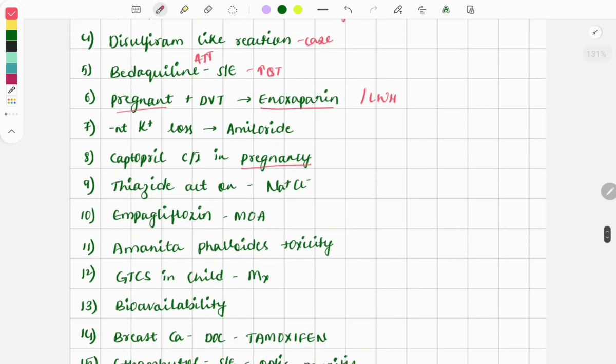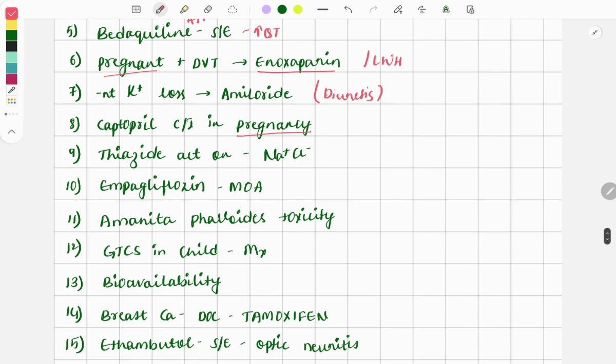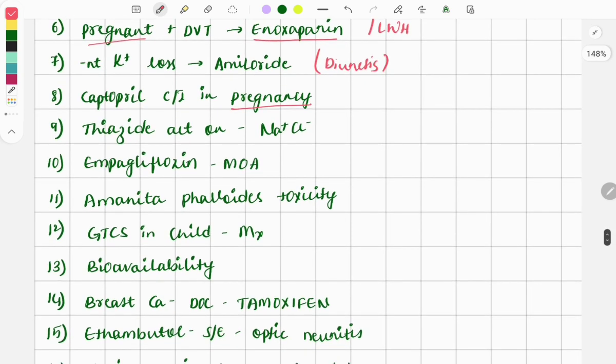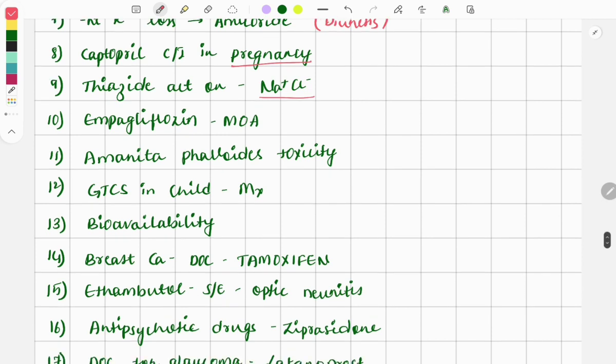Okay, so the next question, they had given a case, and in the last they had asked which of the following diuretics prevents the loss of potassium, and it was amiloride. So diuretics are also a very important topic. Then captopril is contraindicated in pregnancy because it has a teratogenic effect. Then thiazide acts on the sodium chloride cotransporter. This was asked as a one-liner.